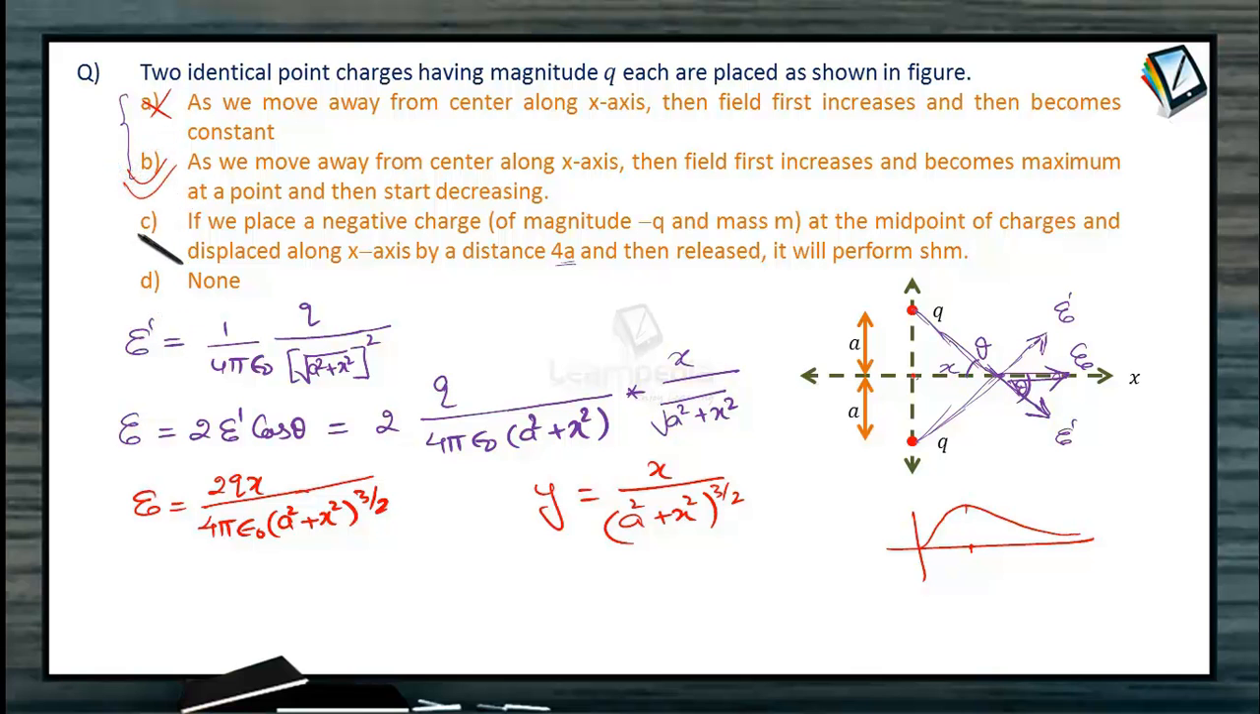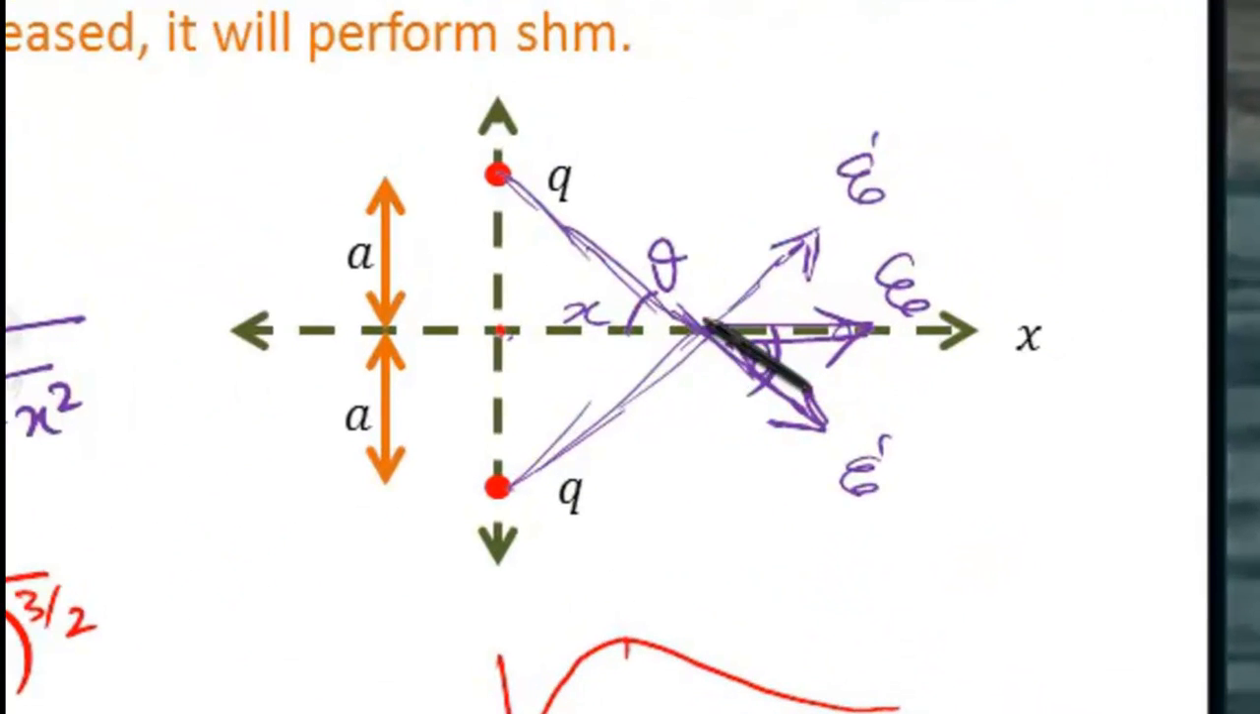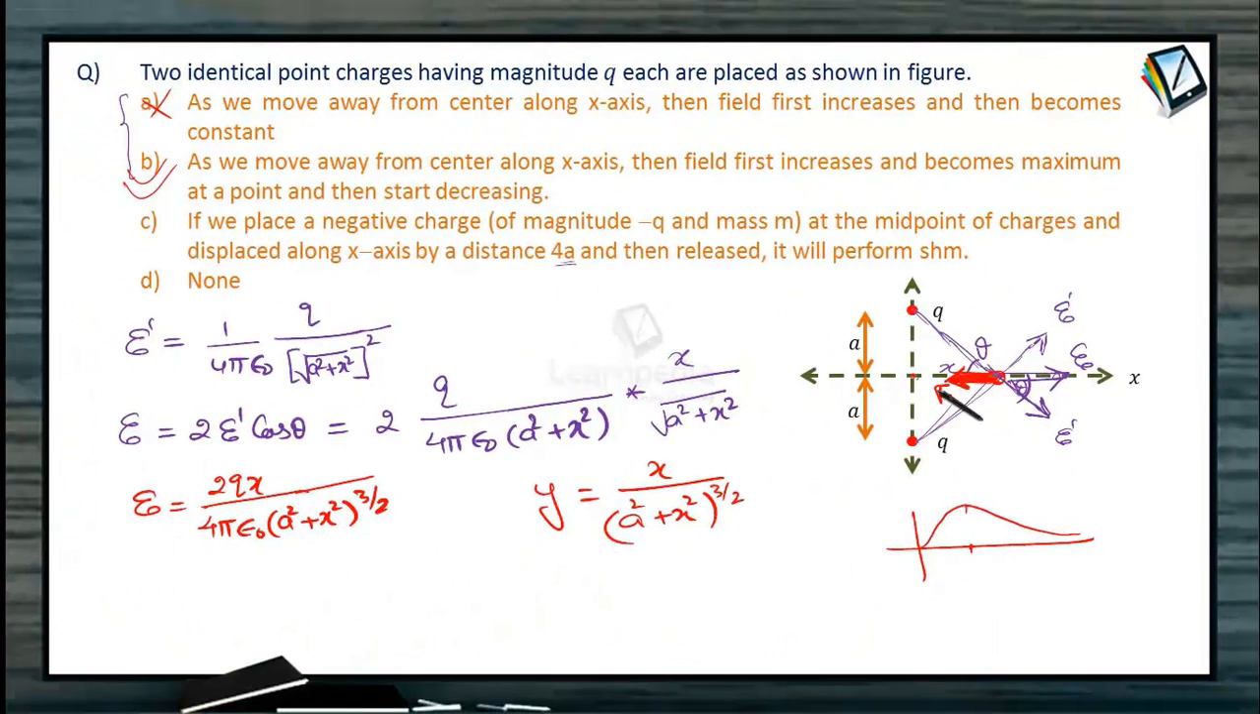Now, if we talk about option C, we place a negative charge of magnitude minus q and mass m at the midpoint of the charges and displace it along the x-axis by a distance 4a. Suppose the particle is somewhere here, then the force of attraction, because this is given to be the negative charge, acting on this particle, F, will be given by F equal to charge q into the electric field. The electric field is 2qx divided by 4 pi epsilon naught into a square plus x square raised to the power 3 by 2.